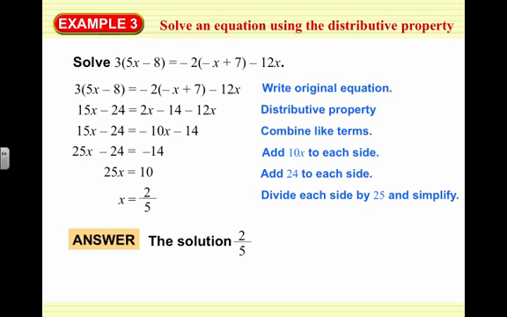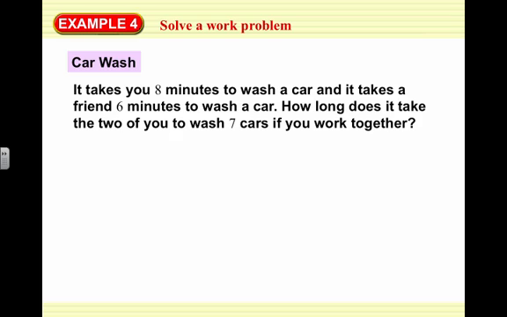The solution is 2/5. All right, now we're going to solve another word problem. Life is full of word problems, so we're going to get lots of practice with them here in Algebra 2. It takes you 8 minutes to wash a car, so in 8 minutes you get the job done. And it takes a friend 6 minutes to wash a car. Okay, so your friend takes 6 minutes to get the same job done. How long does it take the two of you to wash 7 cars if you work together?